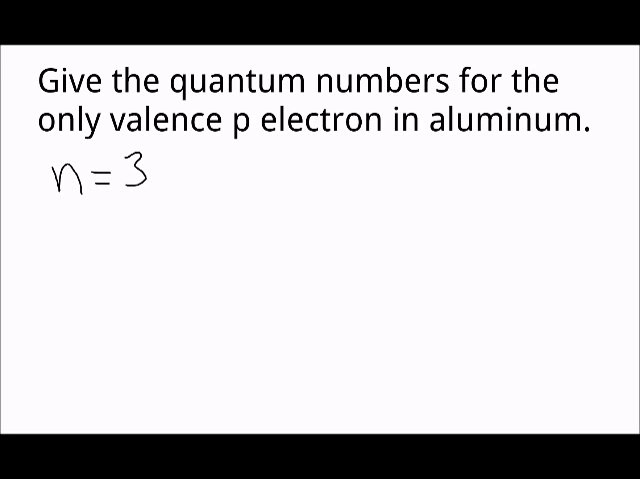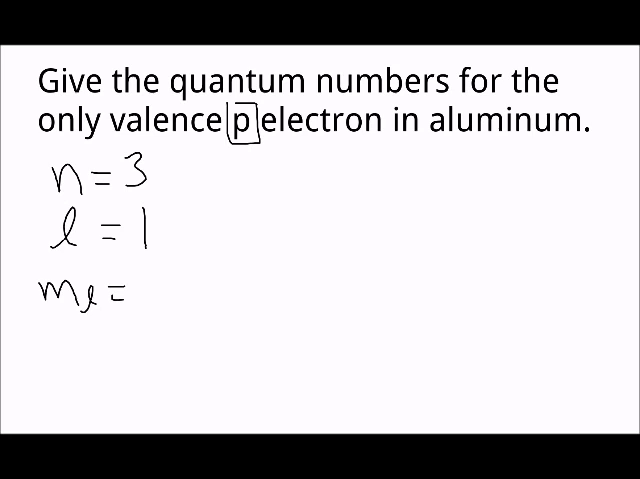The next step is what type of orbital are we dealing with? So we know that we're in the third valence energy shell. What type of individual orbital are we dealing with? And that's our L number. Well, for aluminum, we said we want the only valence electron in the p shell. So if I'm in the p shell, L has to be equal to 1. So I know that my range of m sub L is going to potentially be -1, 0, and +1.